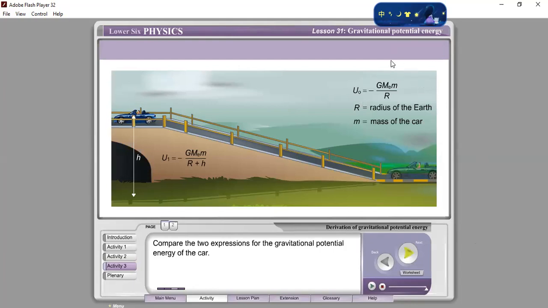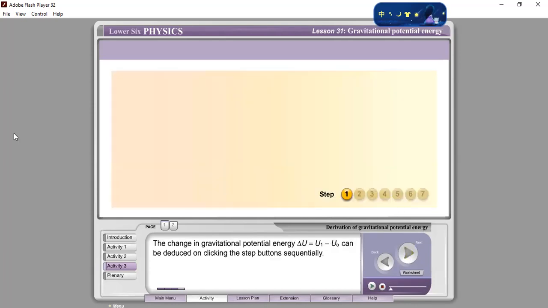When the car is at the surface of the Earth, the initial gravitational potential energy is equal to negative G M_E, the mass of the Earth, times m, the mass of the car, over R. So when it moves to a certain height, R plus h, the change in gravitational potential energy, delta U equals U1 minus U0, can be deduced by clicking the step buttons sequentially.